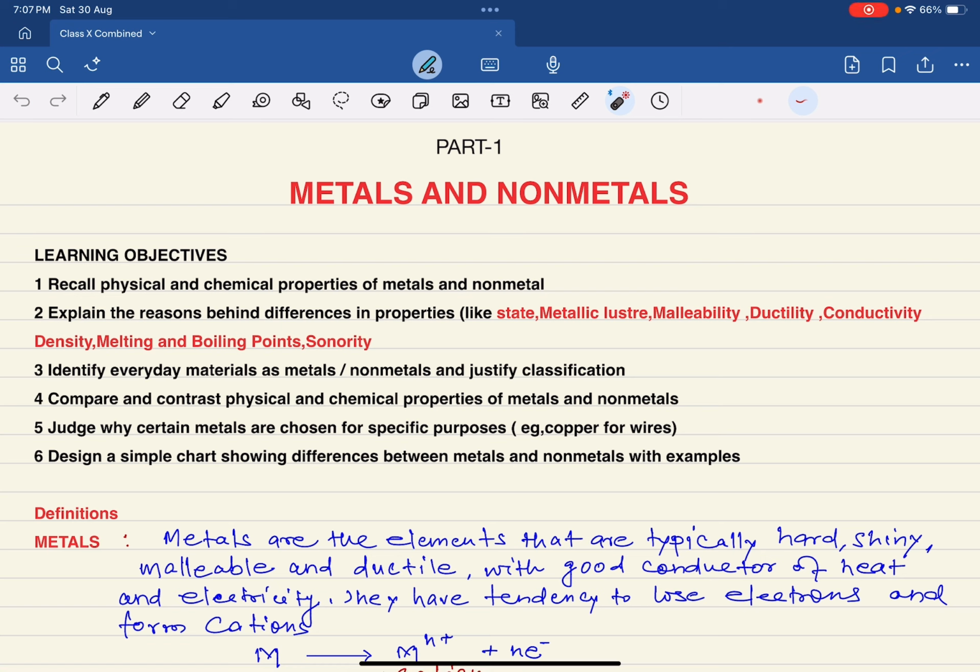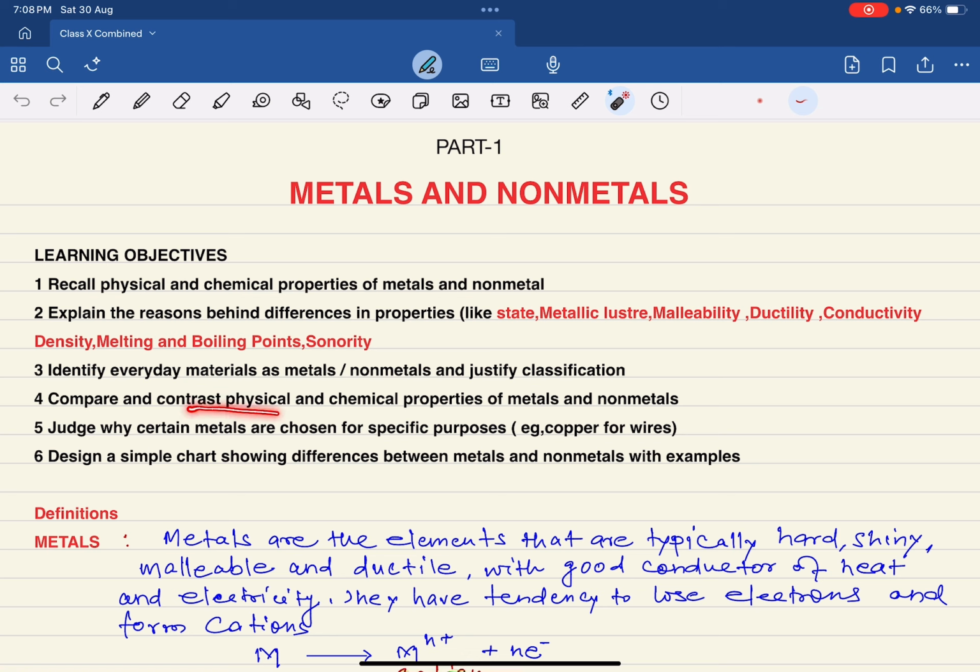So, today the learning objective of this chapter is to recall physical and chemical properties of metals and non-metals, explain the reasons behind difference in properties like state, metallic luster, malleability, ductility, conductivity, density, melting and boiling points, sonority, and identify everyday materials as metals or non-metals and justify classifications like use of metals and non-metals in our everyday life.